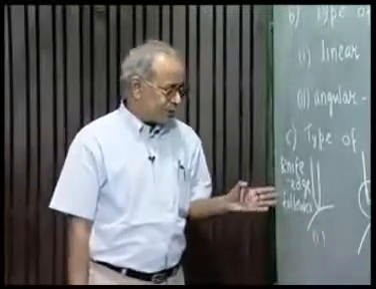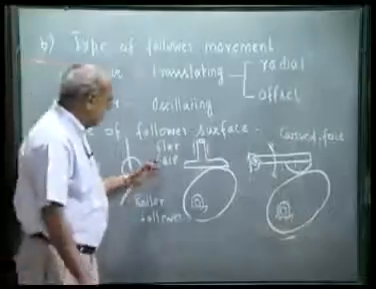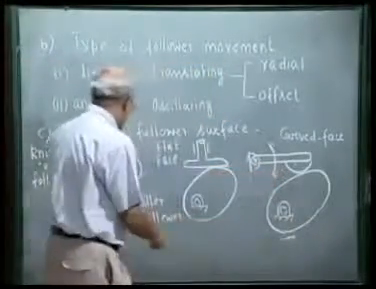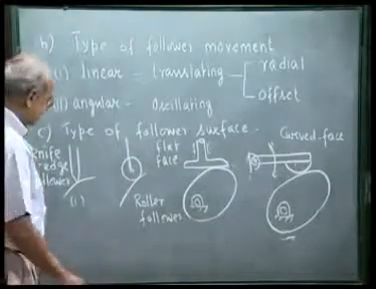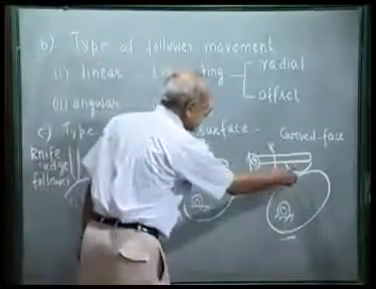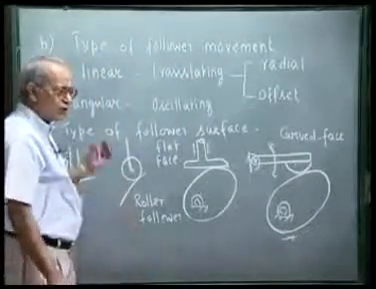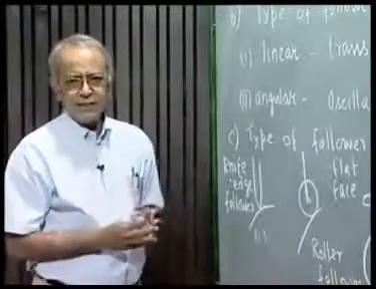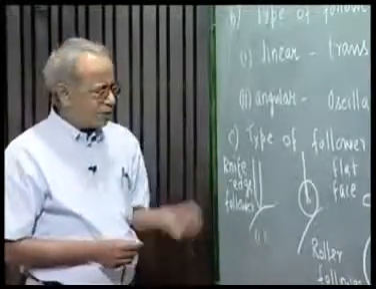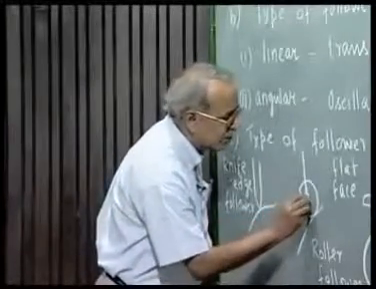So these are the four common types of surfaces that we will be talking about: knife edge, roller, flat face, and curved face. Out of which, as I said, knife edge is only theoretical, not used in real life. It is the roller or the flat face or the curved face. The roller follower is used when a large force has to be transmitted, like in stationary IC engines. To move the valves, a large force has to be transmitted, and we use a roller follower.